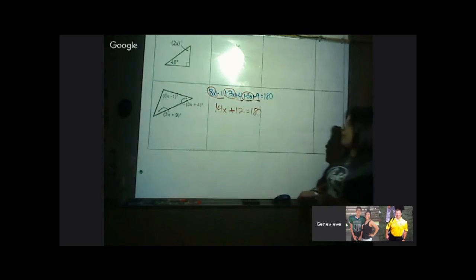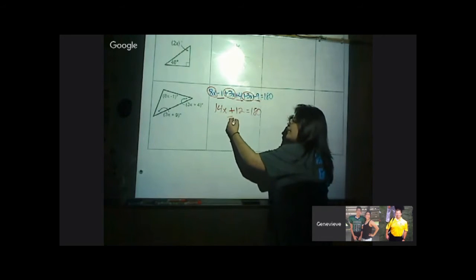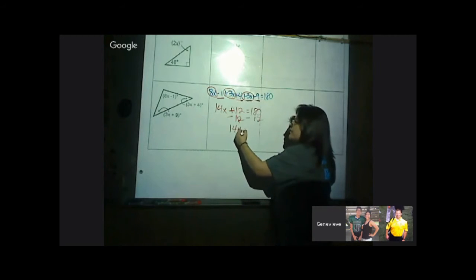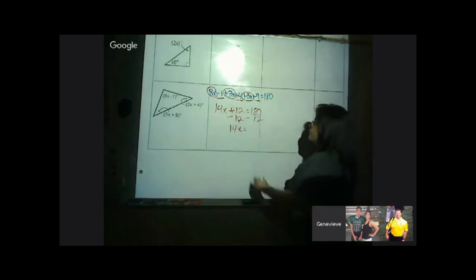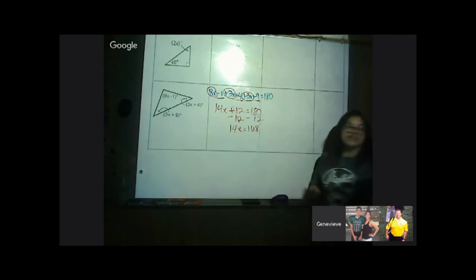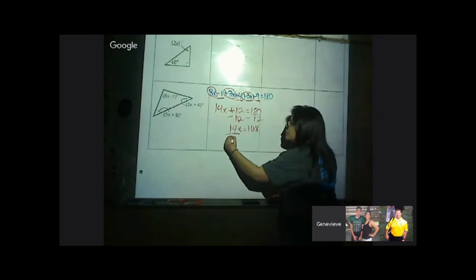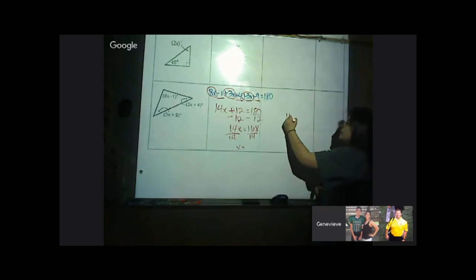Again, we always get rid of our constant, the number without the variable. So since 12 is being added, I'm going to subtract 12 from both sides. I have 14x equals 180 minus 12? 168. Now what do we do to figure out x? Divide by 14. These are being multiplied, so I do the inverse, divide. So we need to do 168 divided by 14.